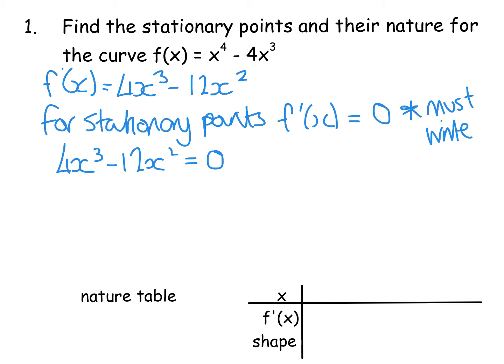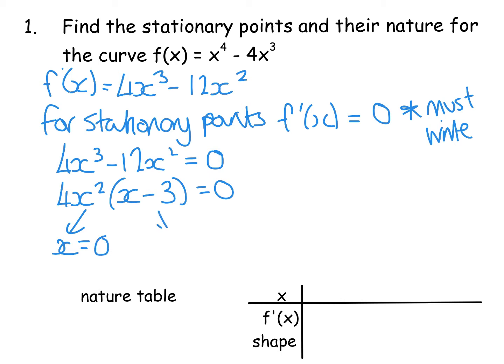My example here has a common factor of 4x squared. So I'm going to take 4x squared out, leaving me with x take away 3 equals 0. Then you put each of these equal to 0. Now, 4x squared equals 0 would mean that x squared was 0, and the square root of 0 is just 0. So x equals 0. And this one here gives us x equals 3. So they are the first parts of our coordinates. I know I have a coordinate 0 something and 3 something.